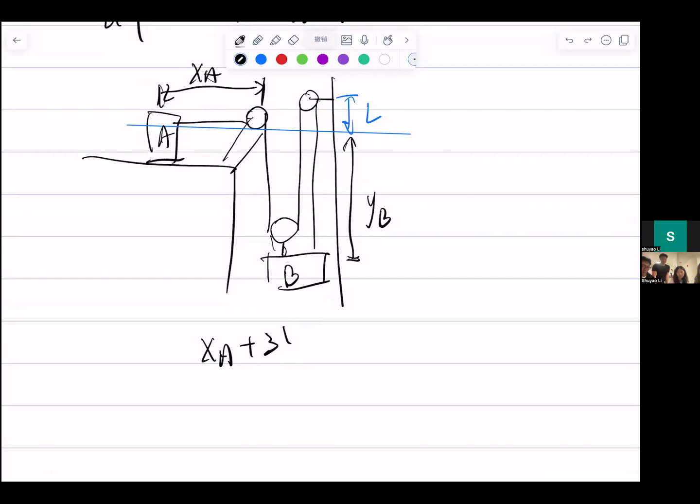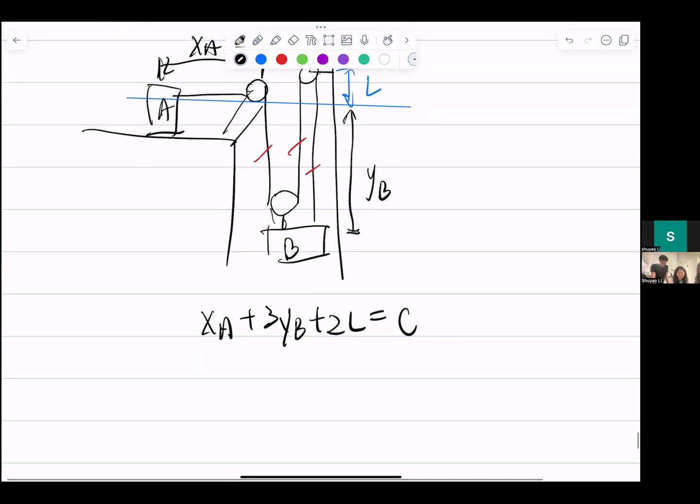Can someone answer why is it 3yB right here? Because there are two strings connected. There are three yB. It depends on how many. So 3yB plus 2L. Why is there 2L? Yes, there are two L. So this equals a constant C.